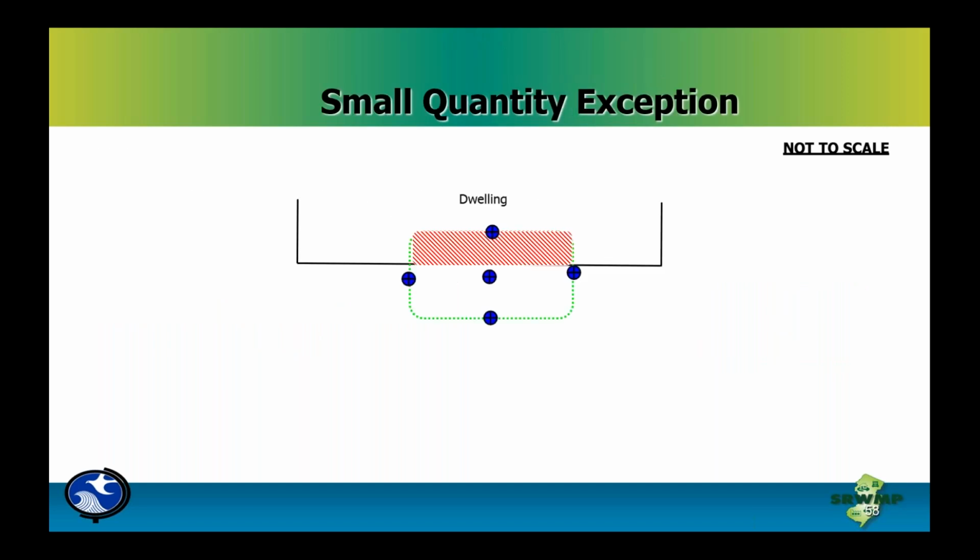All right. And this was a slide that was added in. Again, the contamination has to be under the dwelling. Any contamination we leave on a small quantity exception has to all be under the dwelling, correct? Capped by the building, yep. Correct. All right.